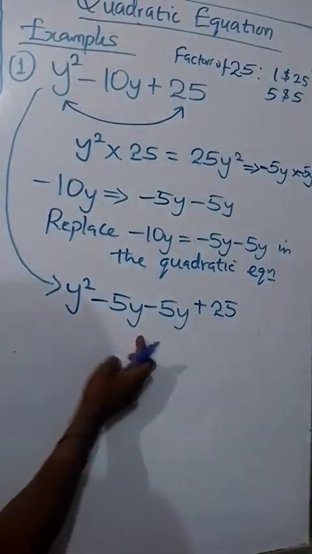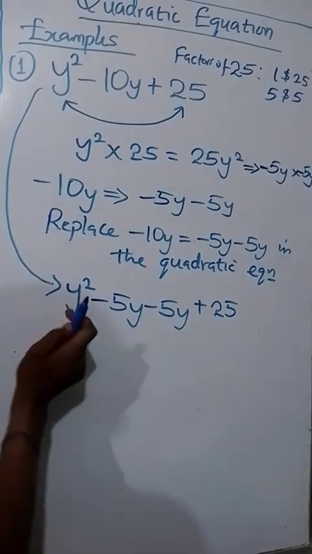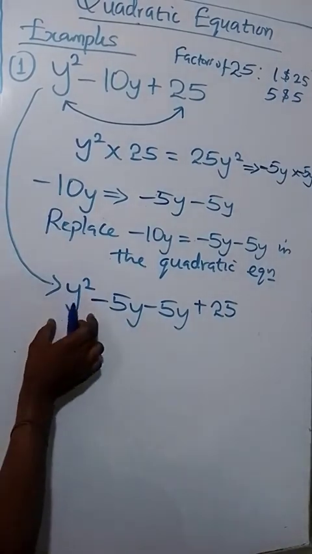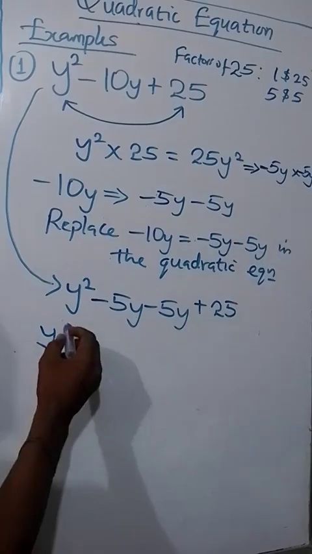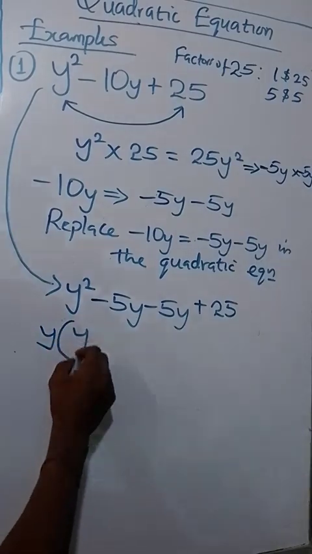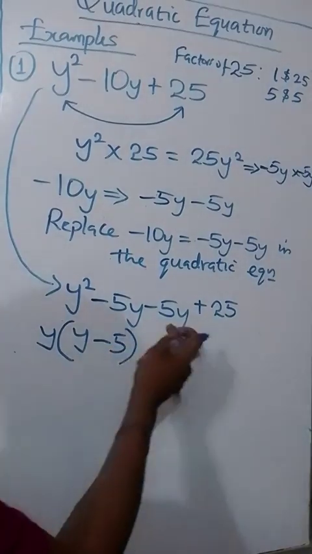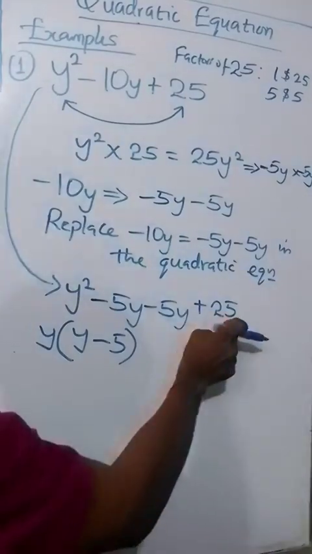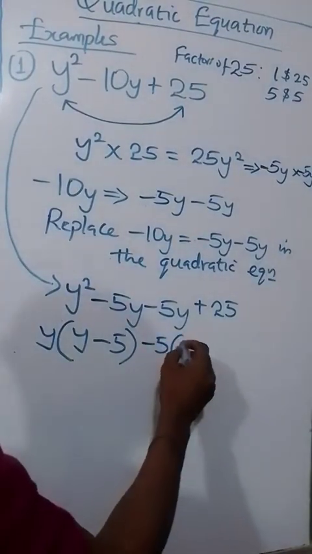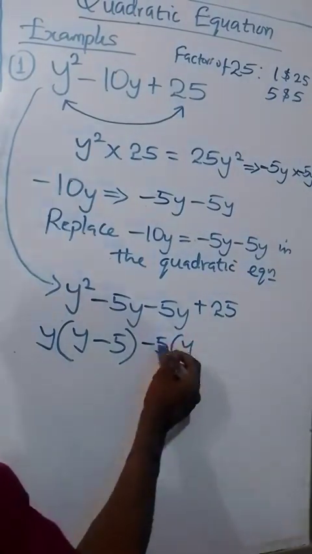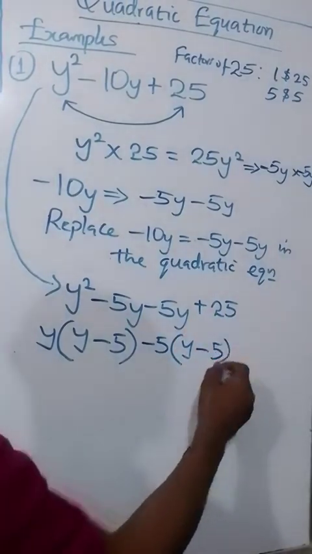So we pick this first pair. What are the factors of y squared and minus 5y? What we divide y squared and 5y by will be y. So you have y into bracket, with y minus 5 left. Again, what will divide minus 5y and also 25? That is minus 5. So in the bracket, y is left, minus and plus gives minus, then 5.